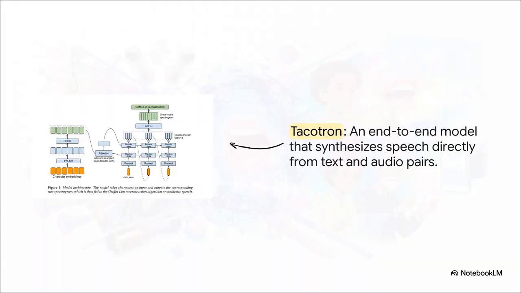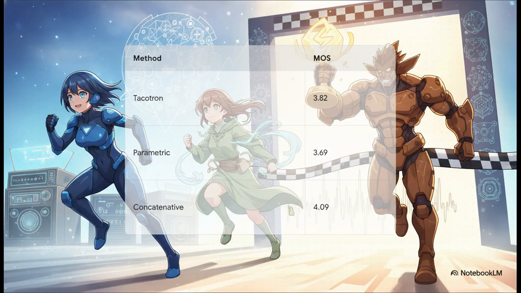Its big idea was about elegance and simplicity. Instead of a bunch of separate, clunky steps, Tacotron was end-to-end. You feed it raw text at one end, and out the other comes a spectrogram, which is basically a blueprint for sound. It streamlined the whole process. And it worked pretty well.